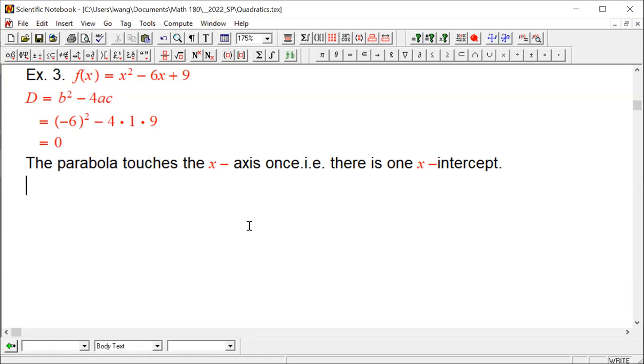How do we find that x-intercept? Well, we still set it equal to 0, right? And in fact, the left-hand side is a perfect square if you factor. Okay, it's x minus 3 squared.